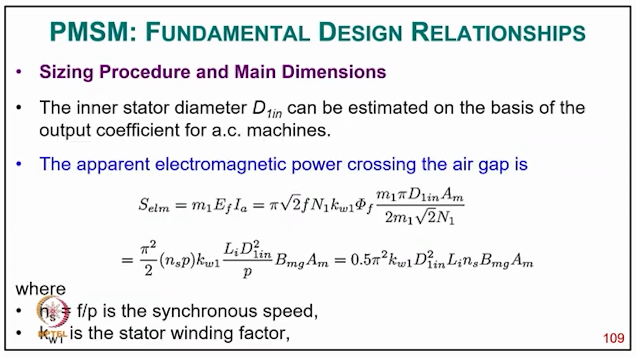So the inner stator diameter D1in can be estimated on the basis of the output coefficient for AC machines. The apparent electromagnetic power crossing the air gap is Sem equals m1 Ef Ia, that is pi root 2 f N1 Kw1 Φf m1 Ia, equal to pi D1 Am divided by 2 m1 root 2 N1, equal to pi squared by 2 ns p Kw1 Li D1 squared Bmg Am, equal to 0.5 pi squared Kw1 D1in squared Li ns Bmg Am, where ns equals f upon p, the synchronous speed, and Kw1 is the stator winding factor.